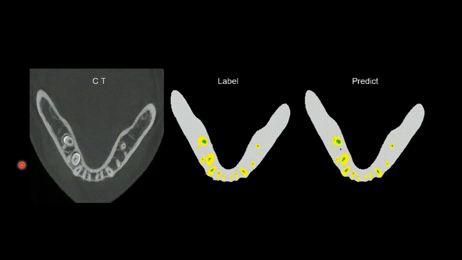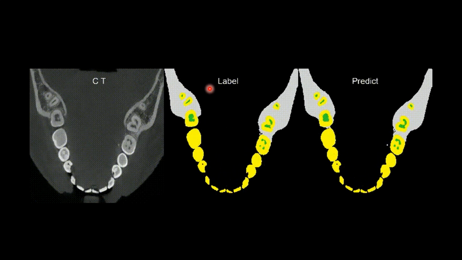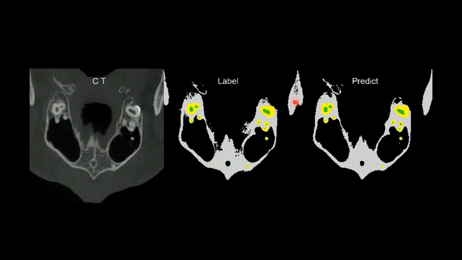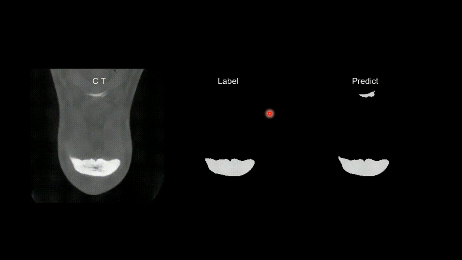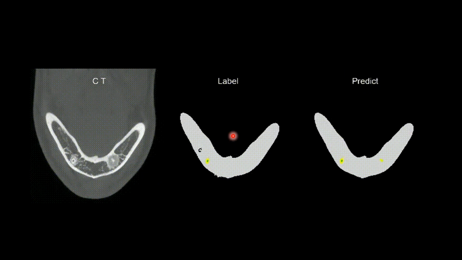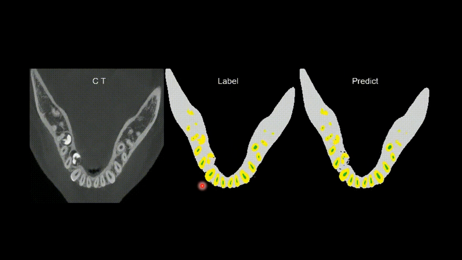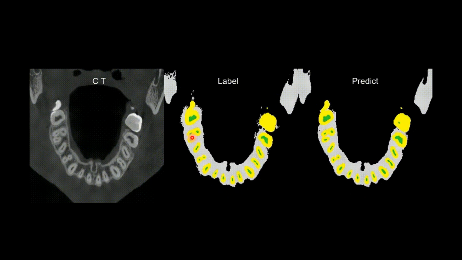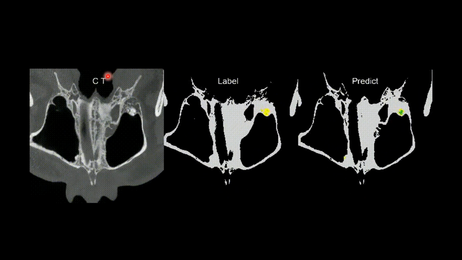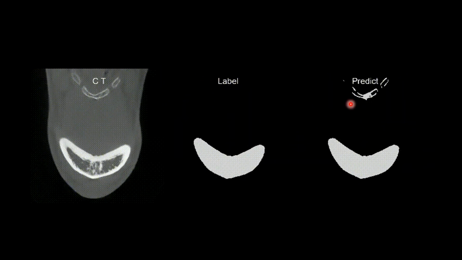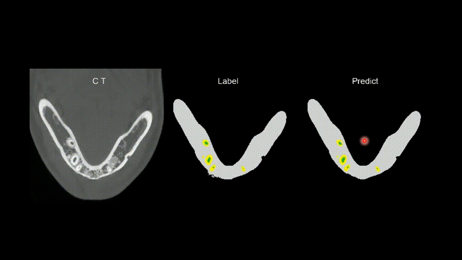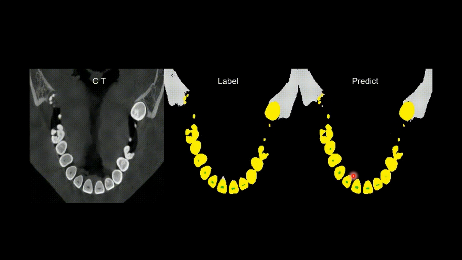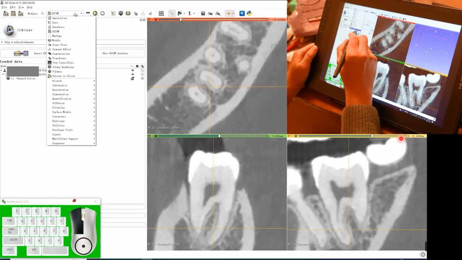So how can I do that? This is the CT image here, and the label means I label the teeth by my own hand. I tell the computer that the gray one is the bone, the yellow one is the tooth, and the green one is the root canal. I use the software to draw and tell the AI what tissue it is. So the AI can learn from the CT and the label image and predict the image. The right one is the image that the AI predicts.